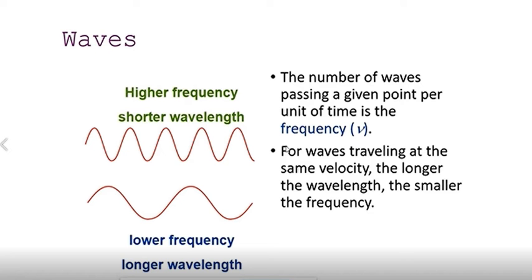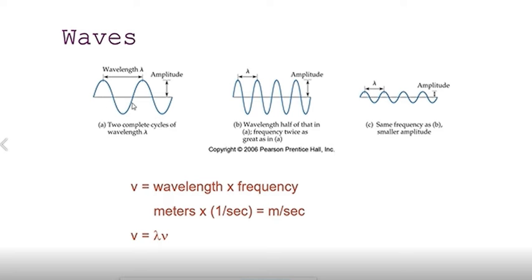The number of waves passing a given point per unit time is called frequency, right? For waves traveling at the same velocity, the longer the wavelength, the smaller the frequency, right? This one is a higher frequency, so it changes in less time. This one can't change as fast, which means it consumes more time to change. That is the higher frequency and lower frequency.